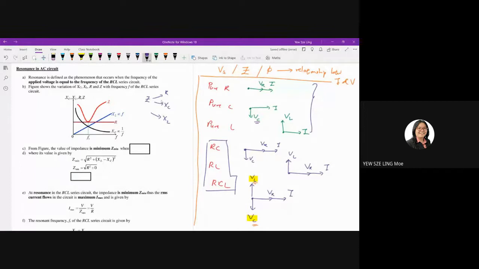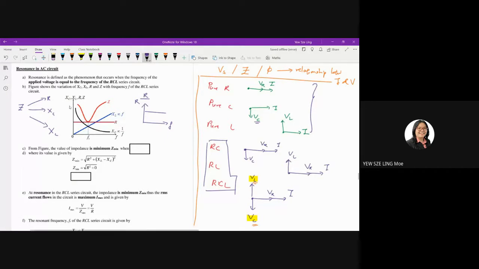Therefore, when it comes to R, wait there, let me find a place to write it down. So we have Z, and the first thing we're going to look at is R, XC, and XL. So when you're plotting a graph of R against frequency, since R does not depend on the frequency, if you plot an R against F graph, then you are just going to obtain a straight line. Meaning that R is always a constant value, regardless of the frequency of the source voltage.